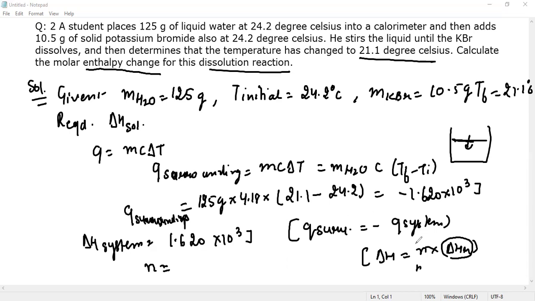Delta H_r is equal to delta H upon n. So we will use this here, and we need to find this n. That is what we are doing here.